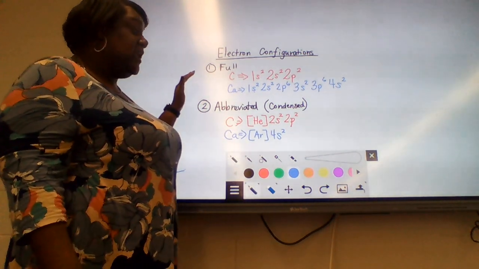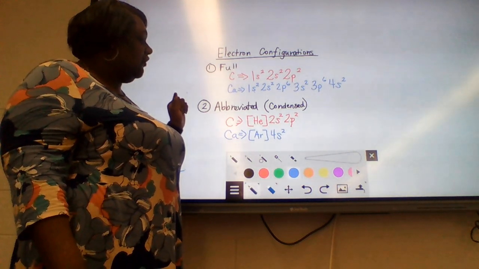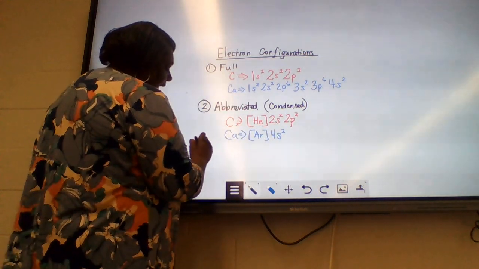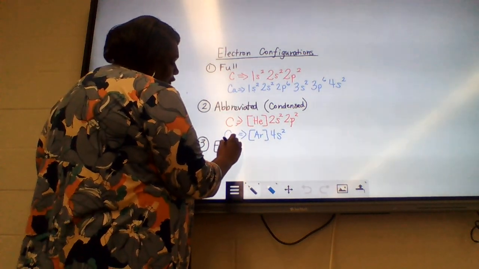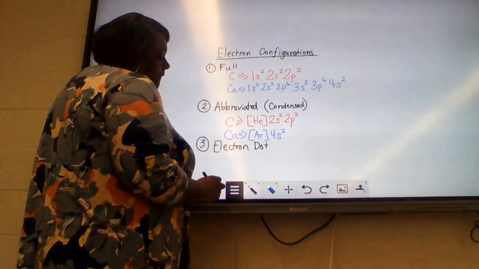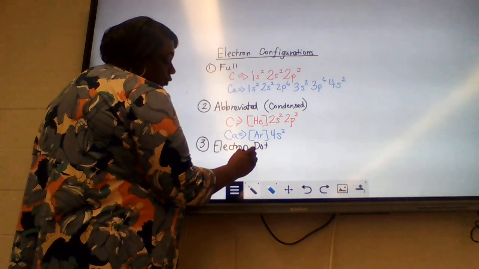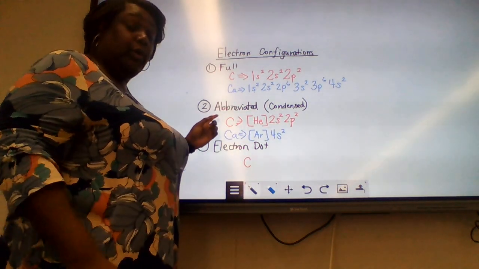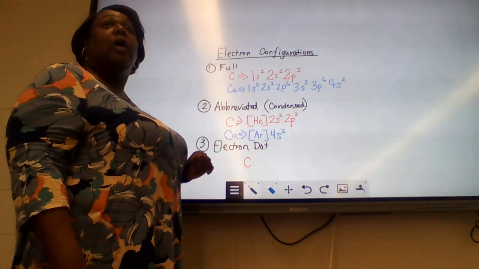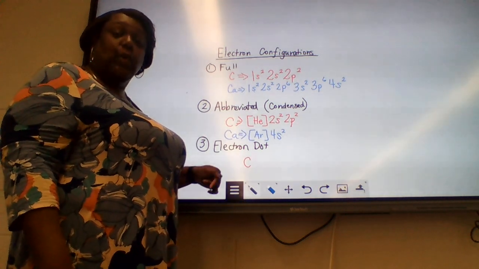All right, so these are 2 of your 4 electron configurations. The third electron configuration type that you can have is your electron dot structure. For your electron dot structure, you write the symbol for your element, and we're going to use carbon again. I write the symbol for my element. I know that carbon is in column 14 or column 4A.